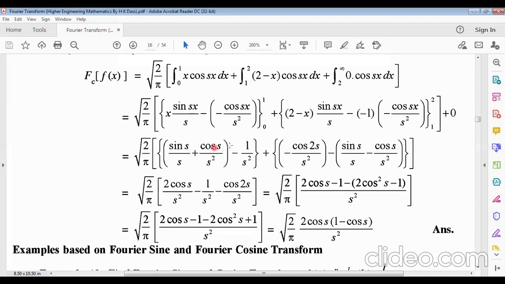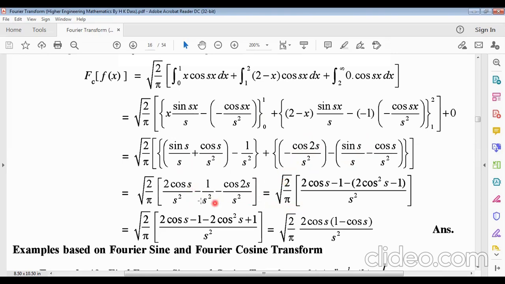Now just separating, we get this one, and adding all the values, this sin s by s will be cancelled. So we get only this cos 2s by s square, and this cos s by s square, and this cos s by s square. So minus plus, so 2 cos s by s square, and minus 1 by s square, and this sin s by s will be cancelled. So we get only three terms.